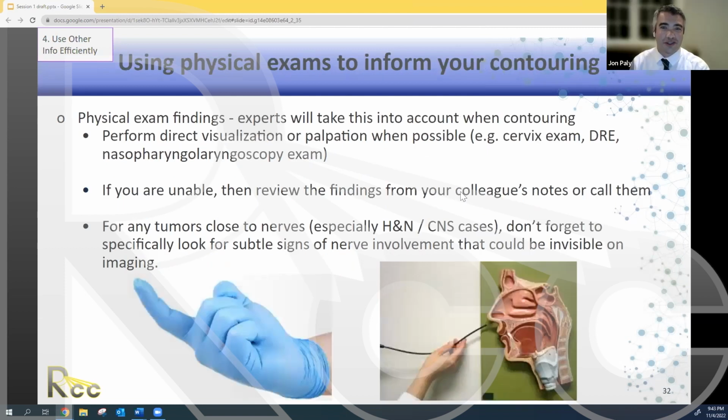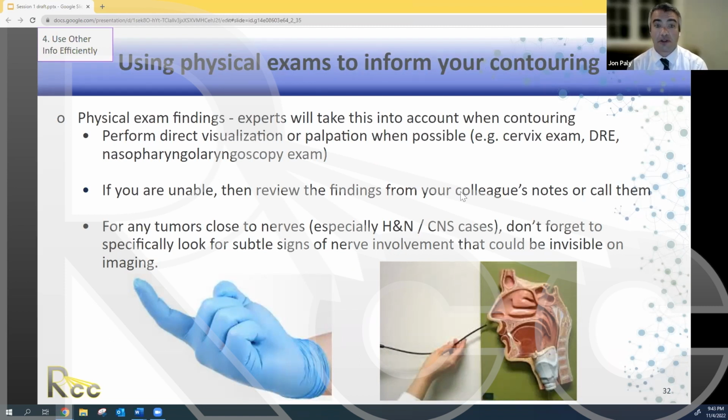So next, using physical exams to inform your contouring. I think this is really important, and I always encourage people to perform their own physical exam. You will be the one contouring the patient, responsible for the patient, and so you should be the one to evaluate things as best you can before doing that contouring.